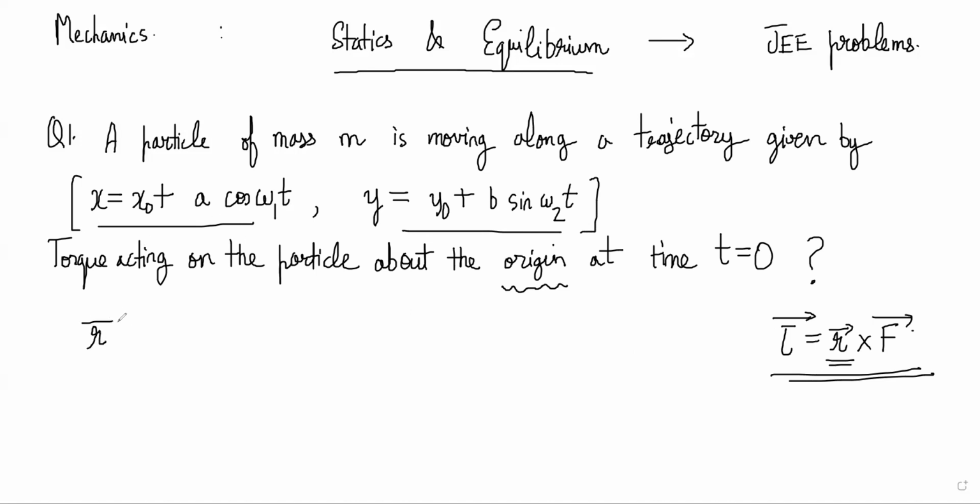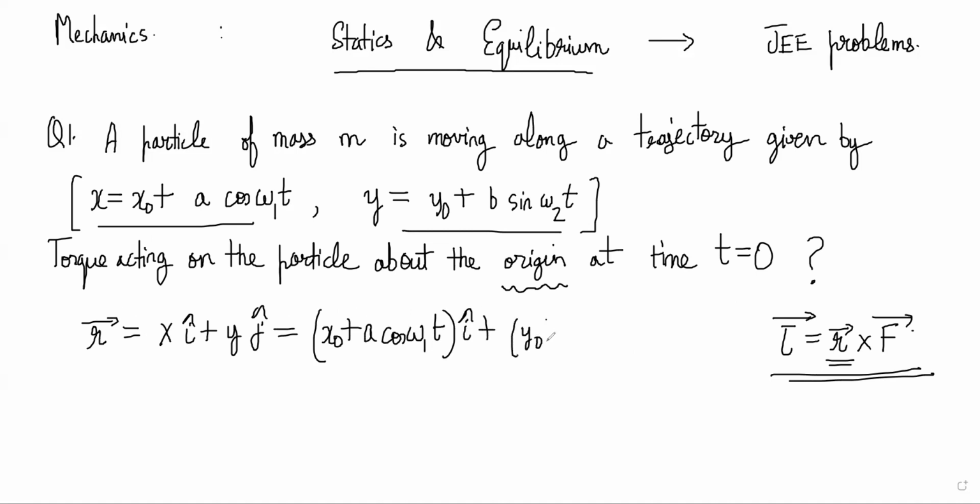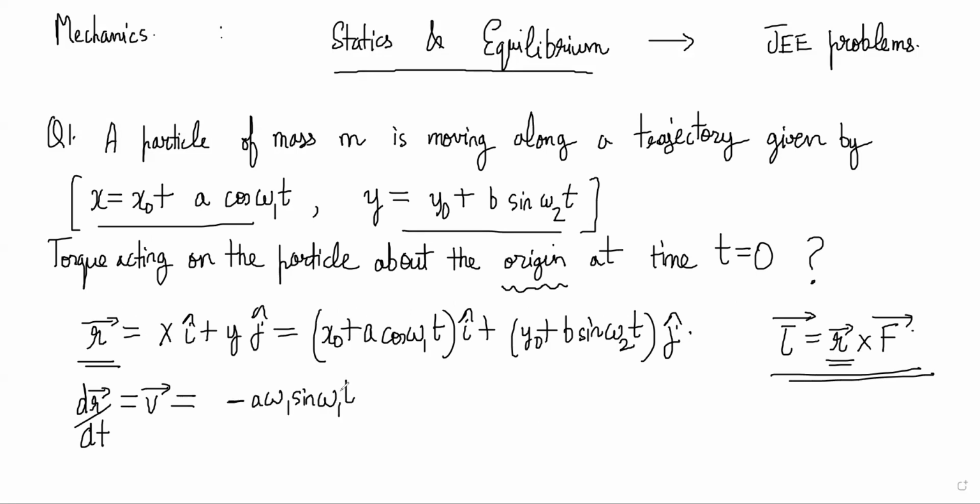So we can say the r vector of the particle is x i cap plus y j cap. Basically that becomes (x naught plus a cos omega 1 t) i cap plus (y naught plus b sine omega 2 t) j cap. This is the position vector for the particle. If you differentiate this, dr by dt gives us the velocity vector. That would be, with respect to time, minus a omega 1 sine omega 1 t i cap plus b omega 2 cos omega 2 t j cap. This is the velocity of the particle.